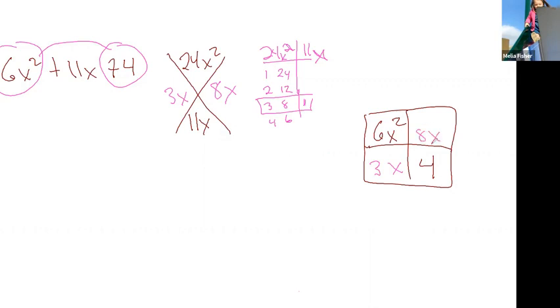And then we can look for the GCF of each column. So the GCF of the first set is 2x. And then 3x and 4, the GCF is just 1. And then top to bottom, I have 3x as my GCF and 4 as my GCF. So my factors are going to be the 3x plus 4 and the 2x plus 1.